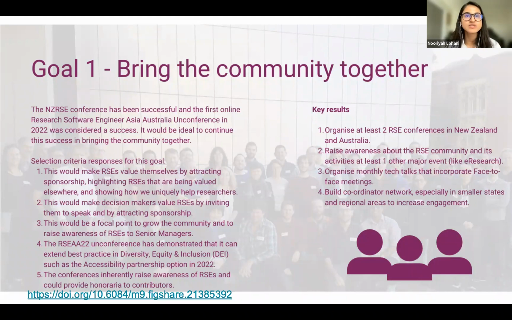And the last one under this goal is to build a coordinator network, especially in smaller states and regional areas, to increase engagement and support in those areas. So, as part of the diversity, equity, and inclusion criteria, it was really important to us that we reach out of the metropolitan areas and the big universities, and also look at other regions where RSEs might be working but not have the support to engage as much as those in the bigger organizations or institutions. And so we're going to be able to do that through a network of people who are located in those areas and by supporting those people to then have community gatherings or any such thing in those specific regions.